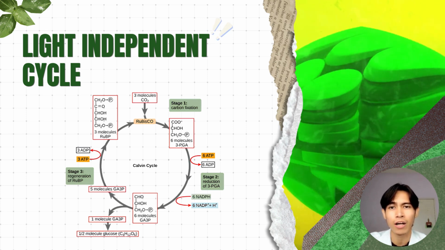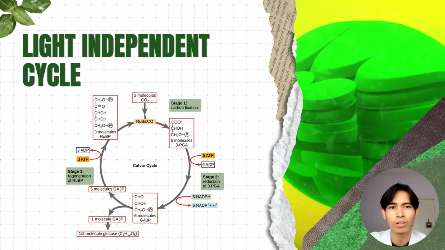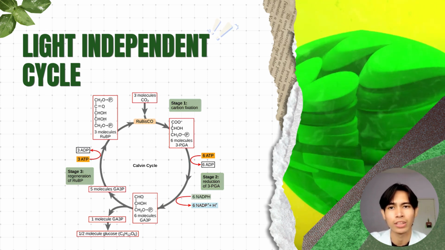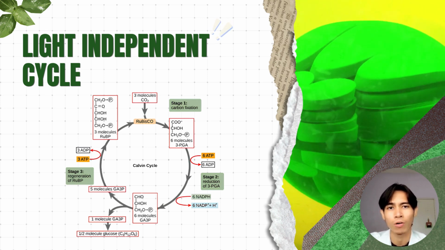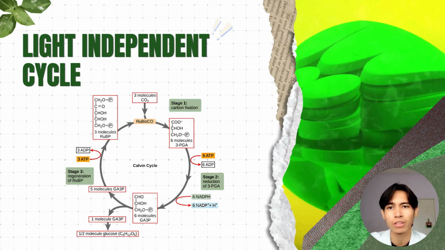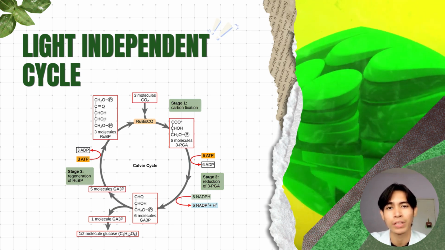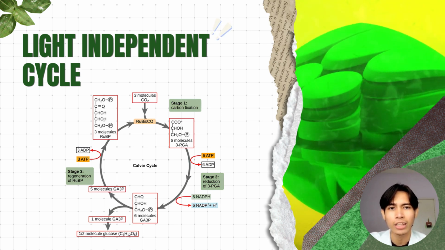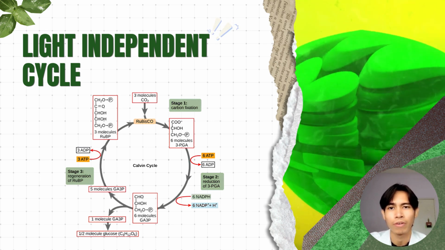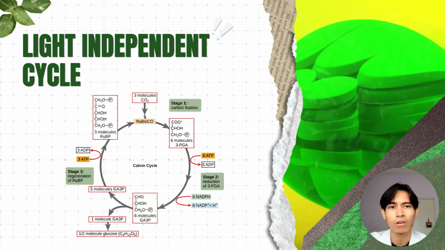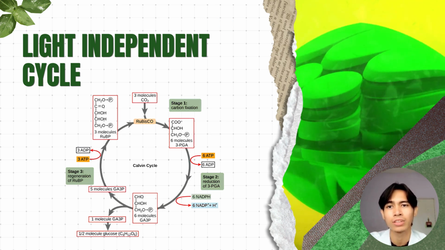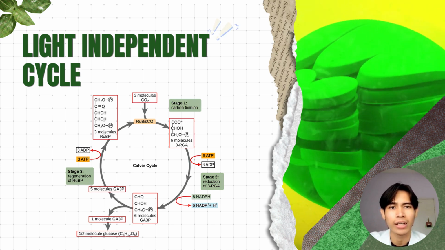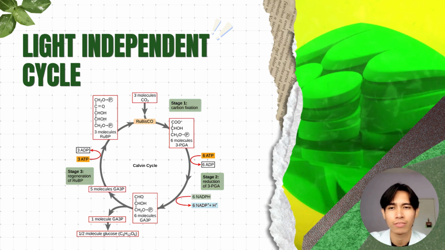The first stage is carbon fixation, where 3 molecules of carbon dioxide combine with 3 molecules of RuBP. This reaction is catalyzed by the enzyme rubisco, producing 6 molecules of 3-phosphoglycerate, or 3-PGA. The second stage is reduction. Here, ATP and NADPH provide the energy and reducing power to convert 3-PGA into G3P. One G3P molecule leaves the cycle and is used to synthesize glucose.